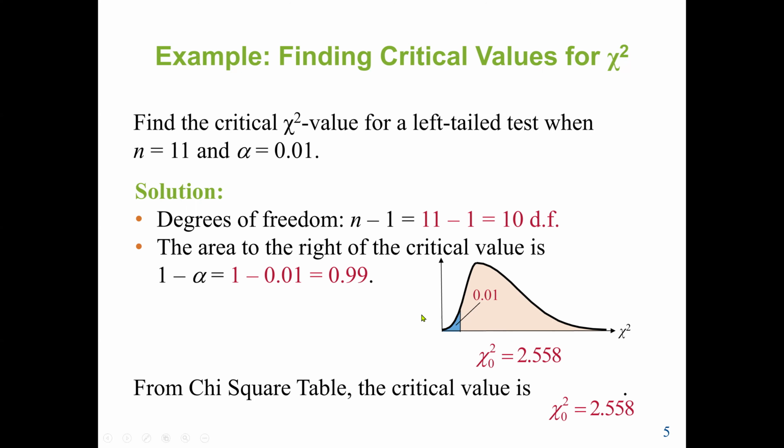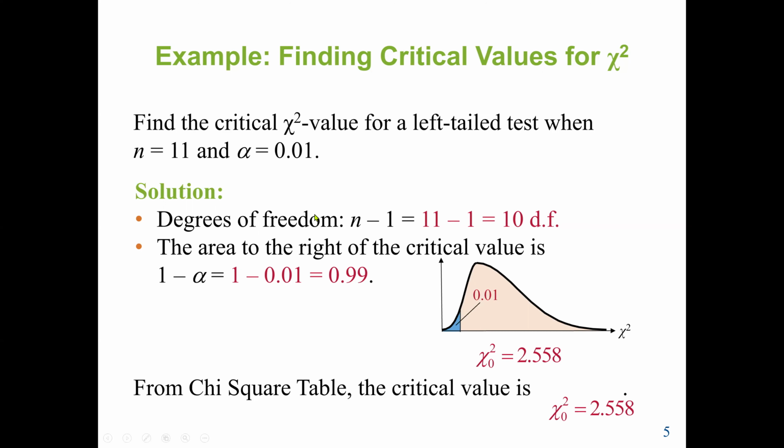In the chi-square table, normally the most important thing we need is, again, the degree of freedom. Then I'll look for the alpha value. The alpha is 0.01. So with alpha at 0.01, the degree of freedom, sorry, the sample size is 11, 11 minus 1 is 10. So with 10, and I'm looking at alpha 0.01, my answer will be 2.558.